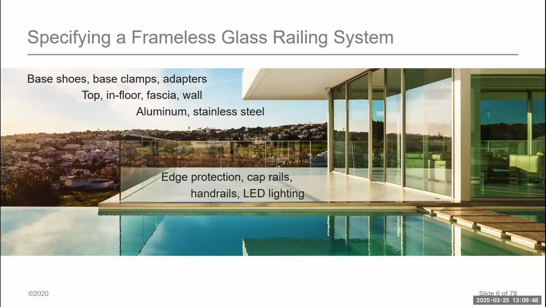We will typically see them made out of two major materials in the market, metals specifically, either aluminum or stainless steel, and we'll talk about the advantages and disadvantages of those later in the presentation. And then another thing that we'll see along with these systems is we'll see some accessory components like edge protection, cap rails, handrails, and LED lighting.